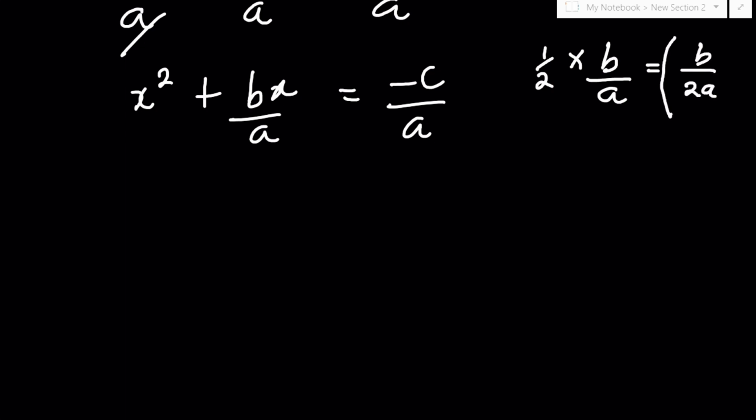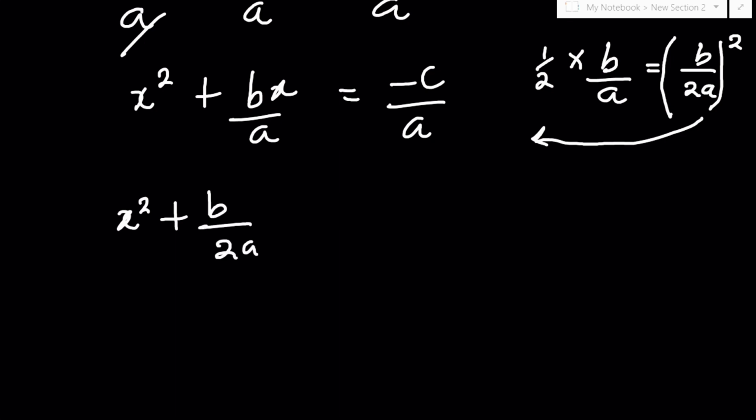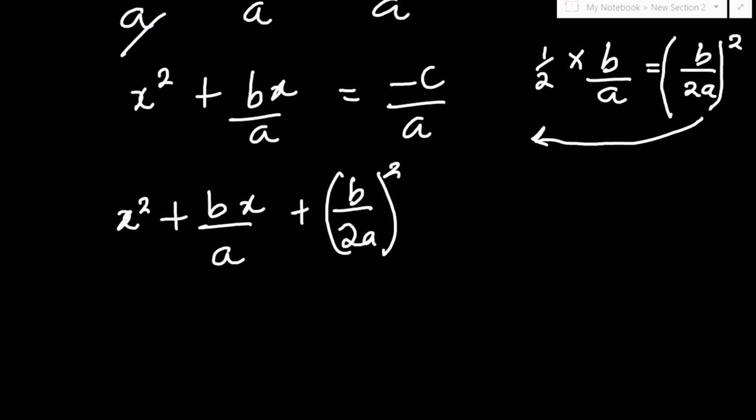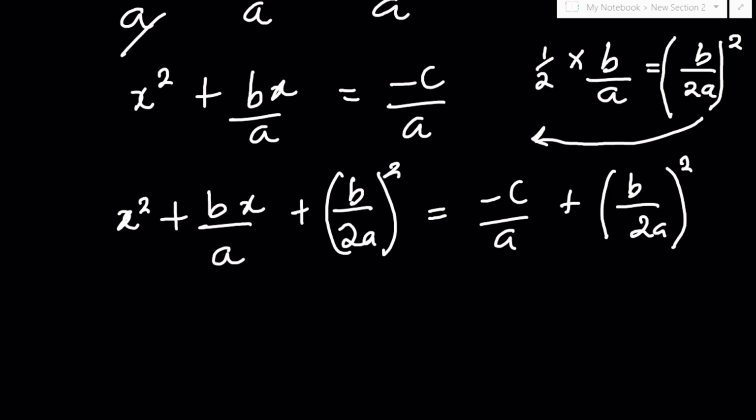And then finally, we square it. That means we just raise it to the power 2. Then this is what we have. So we're going to add it to both sides of the equation. Let me write the one we have already before we do this one. So first of all, we have bx over a, and then I'll add half the coefficient of x to both sides of the equation, and that's what we have there, plus the same thing, b over 2a squared.